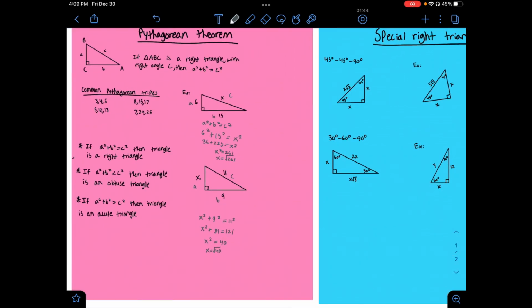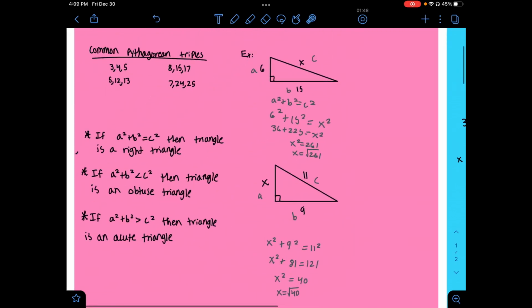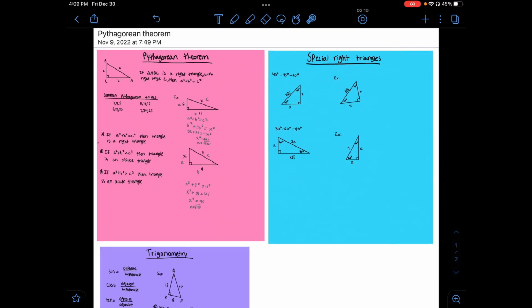You can also use the Pythagorean theorem to determine what type of triangle it is. If a squared plus b squared is equal to c squared, then it's a right triangle. If a squared plus b squared is less than c squared, then it's an obtuse triangle. And if it's greater than c squared, then it's an acute triangle.